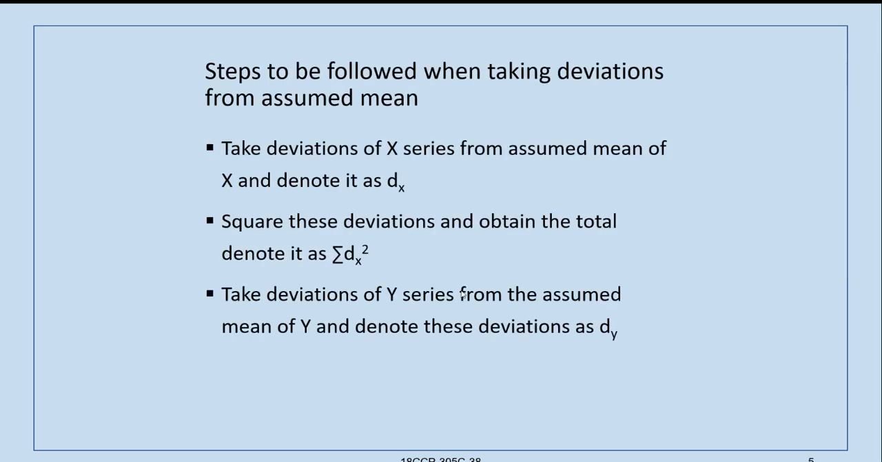We have seen the steps to be followed when taking deviations from assumed mean. First of all, we have to obtain the assumed mean by looking at the series given in the problem. Then take deviations of X series from assumed mean of X and denoting it as dx, and square these deviations to obtain sigma dx square.